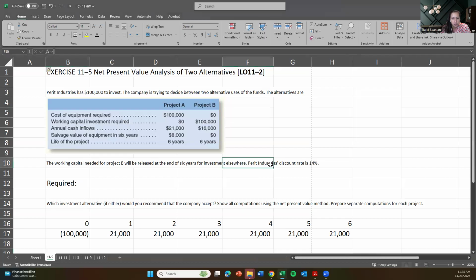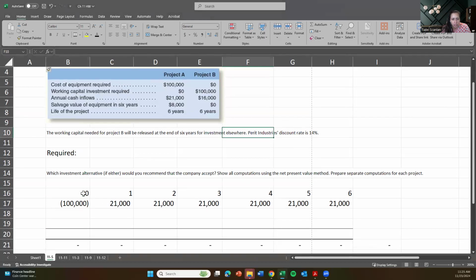Their discount rate is 14%. And so I've lined up the cash flows. Year 0 is today. For project A, they need 100,000 for the equipment. They're going to have cash inflows for the next 6 years. It's a 6-year project. And then a salvage value would be an inflow at the end of 6 years. So do look at the common inflows and outflows when we're doing net present value.